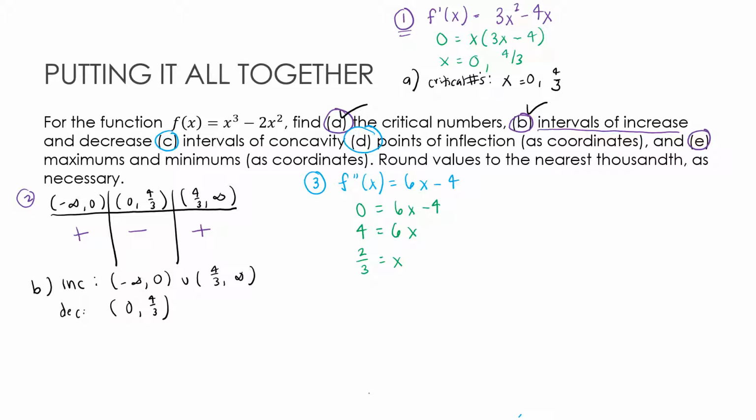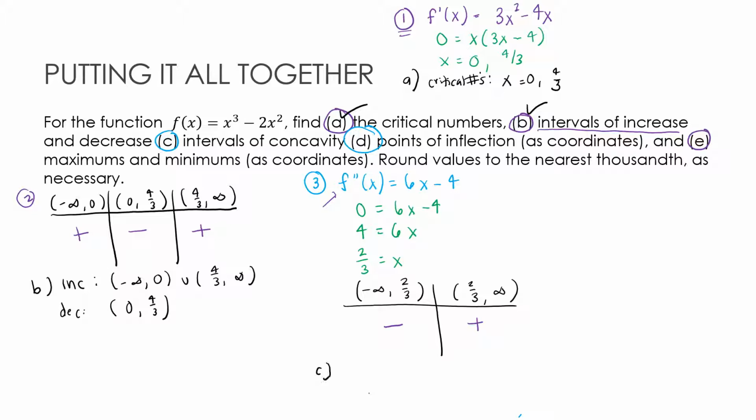To find intervals, I've got to make my table just like I did before. I don't need it to be that big because I only have one value. Negative infinity to 2/3, 2/3 to infinity. I'm going to plug in a value like 0 into the second derivative: 0 minus 4 is -4. If I plug in a number like 1, I get 6 minus 4, which is 2, which is positive. So I've now found my intervals of concavity.